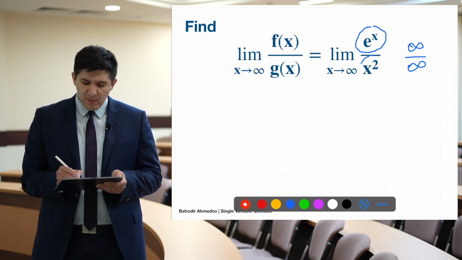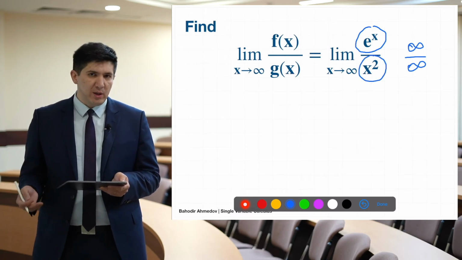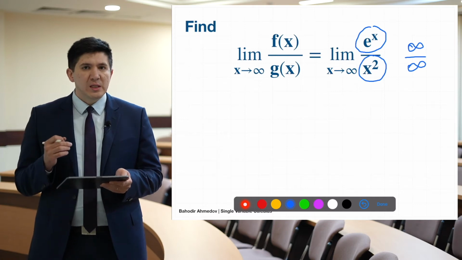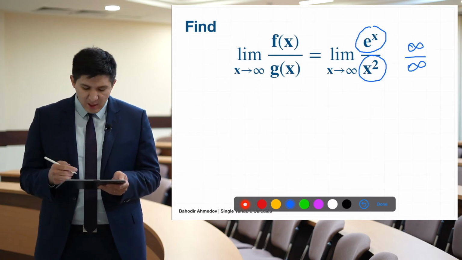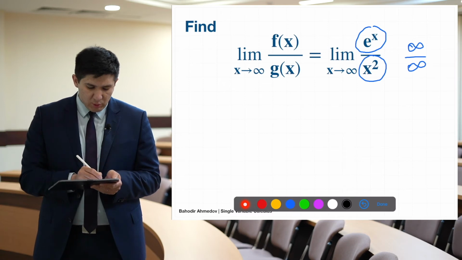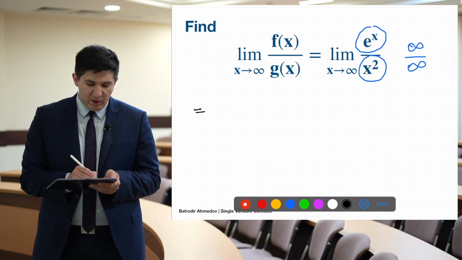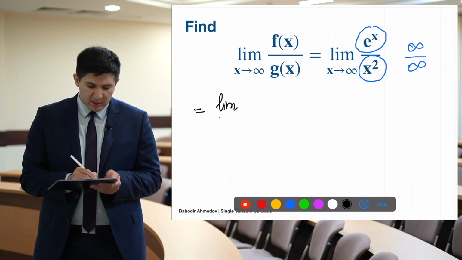At the same time, x squared also goes to infinity. It is an infinity over infinity type of indeterminate limit, and again, we can use L'Hôpital's rule. So this is going to be equal to the derivative of e to the power of x, which is simply e to the power of x, divided by 2x.